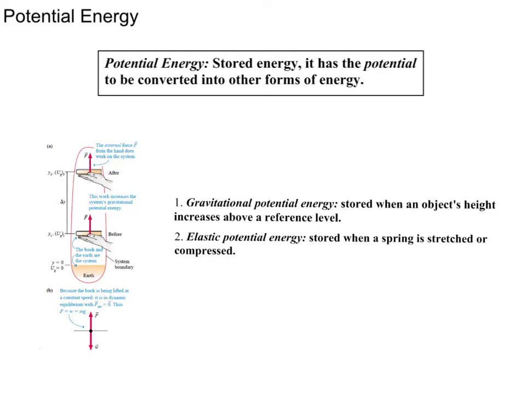Similarly, if we push a box against a spring, energy is stored that can be recovered when the spring later pushes on the box. This sort of stored energy is called potential energy, since it has the potential to be converted into other forms of energy, such as kinetic or thermal energy. Gravitational potential energy is stored when an object's height increases above a reference level, and elastic potential energy is stored when a spring is stretched or compressed. There are other forms of potential energy that we'll see in other units, but for now we're just going to concern ourselves with these two.